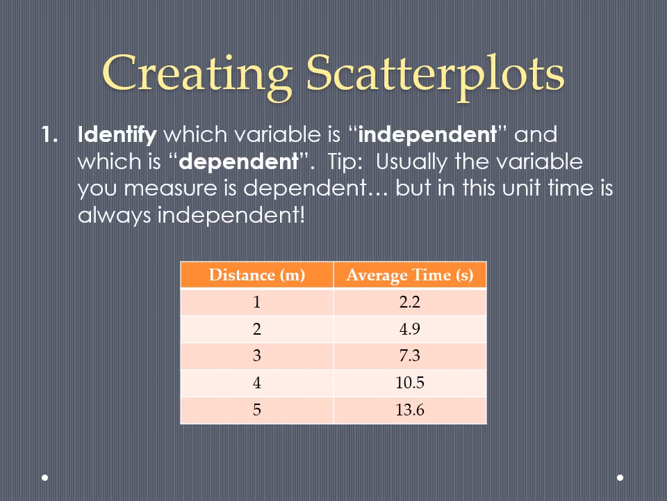You're going to start with your data table, and you need to identify which variable in your data table is your independent and which is the dependent data. Generally speaking, the variable that you're measuring is dependent and the one that you control or change is independent. But a rule of thumb for the motion unit is that time is always going to be independent. It's just protocol and standard for this unit. So if your data is distance versus time, we're always going to graph time as the independent variable, and we're always going to make distance our dependent variable.